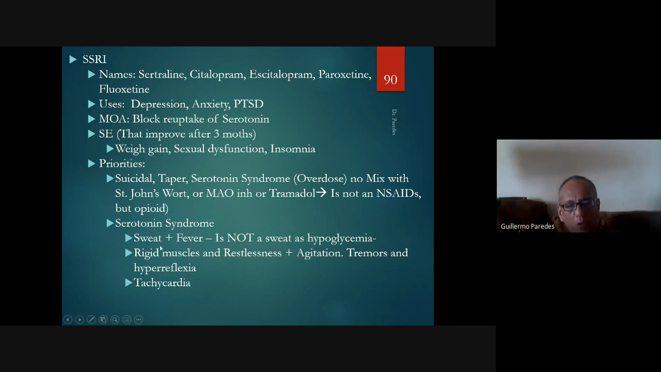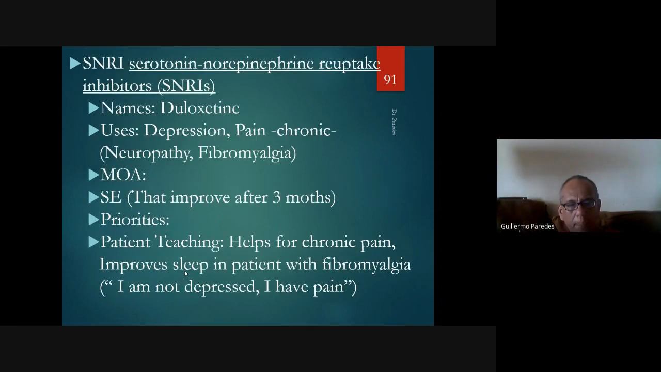Serotonin syndrome. All right. Sweat, fever. It's not a sweat as in hypoglycemia. If they put you in an exam, a clammy sweat is for diabetes mellitus. Rigidity, muscle rigidity, restlessness and agitation, tremors and hyperreflexia, tachycardia. So sweat and fever, tachycardia. What is the sweat here? The sweat is basically you are floating in a bed of sweat. You need to change the whole thing. So that means serotonin syndrome.